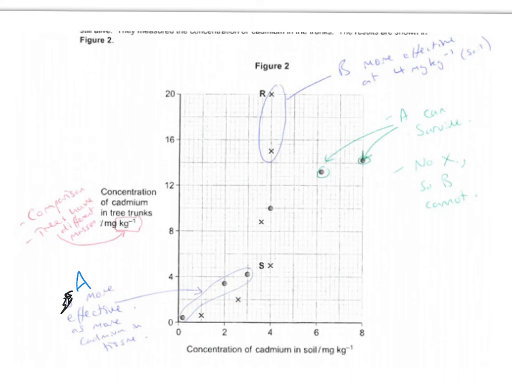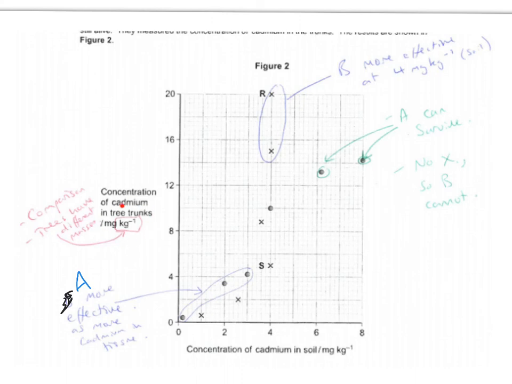Another point, which is quite difficult to see, but it's not an obvious point, is that at every single concentration of cadmium in the soil, the concentration of cadmium in the tree trunks is higher in species A than it is in the soil. So for example here, we've got 7 milligrams per kilogram in the tree trunk, but we've got 4 in the soil. Here we've got 4 milligrams per kilogram in the tree trunk, we've got 3 in the soil. So that's indicating that it's taking more out of the soil than is in the soil.